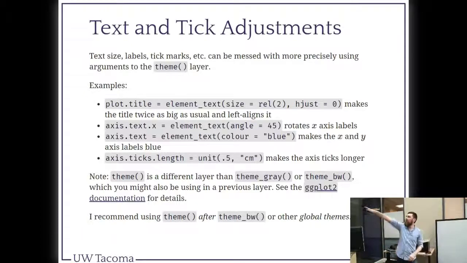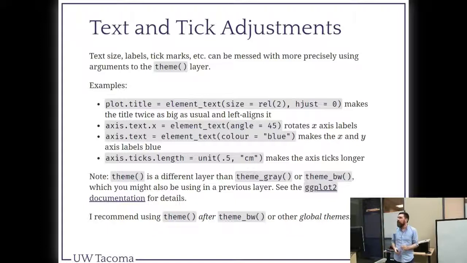Another thing you might want to do is rotate your x-axis labels. Maybe you have really wide values on your x-axis, long country names or something like that. A lot of people don't like rotated labels, but sometimes it's all you can do. You can say axis.text.x, so that's going to be the x-axis text labels, equals element_text(angle = 45). It will rotate them 45 degrees.